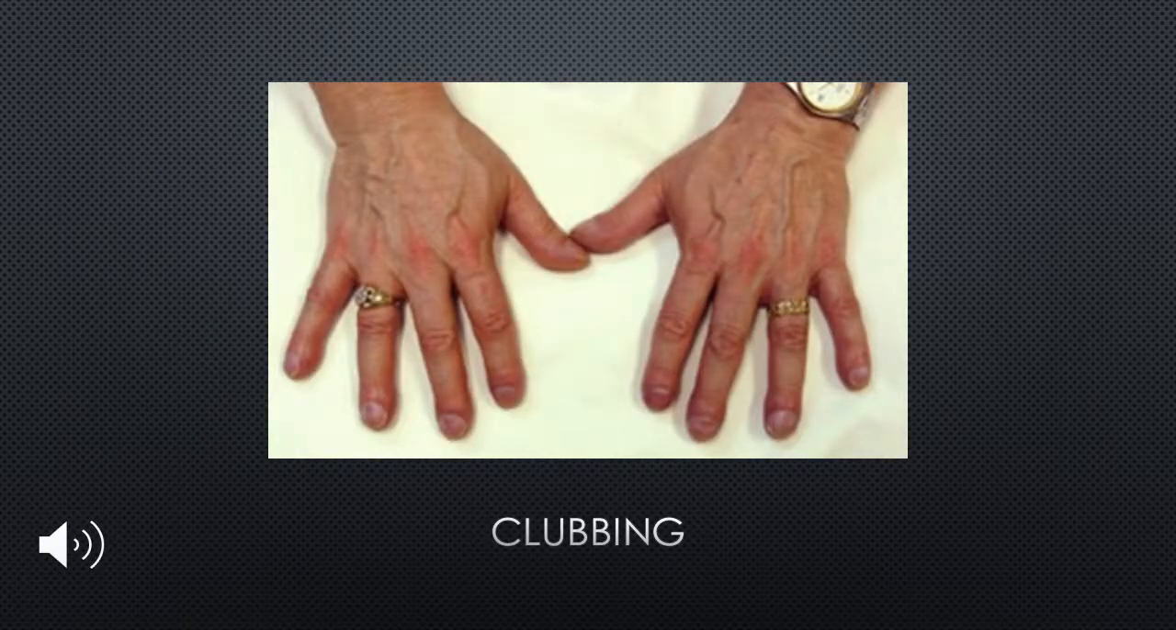So here's just a little picture of clubbing for those of you who haven't seen it yet. You can see the swelling at the fingertips to where they look like little paddles. You can see the rounding of the fingernails, and of course the bluish discoloration because of the chronic hypoperfusion and hypoxia. This concludes the end of part 1.